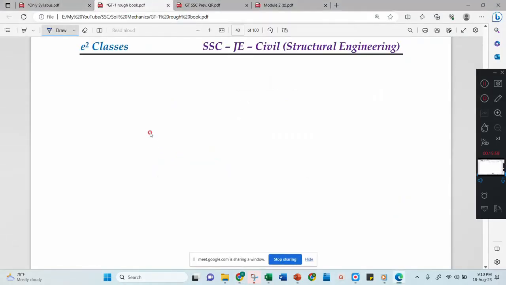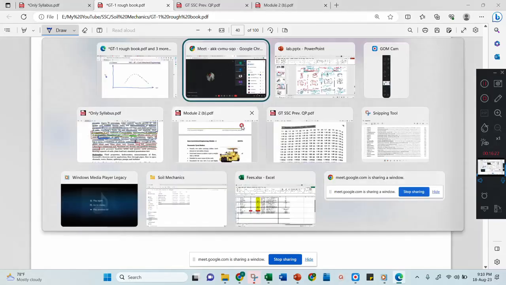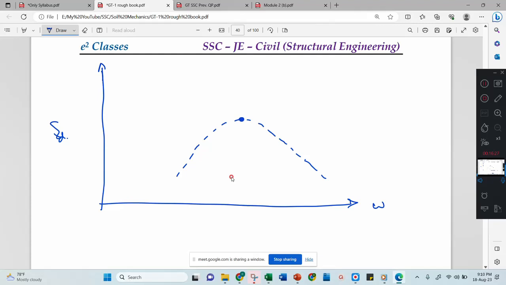Now look here. What is the effect of heavy compaction and light compaction in the graph? Initially, your graph will be like this. This is your water content, and this is your dry density. As you increase the water content, dry density will increase. Then when it reaches the maximum dry density, this is your MDD, and at that point the water content is considered as OMC.